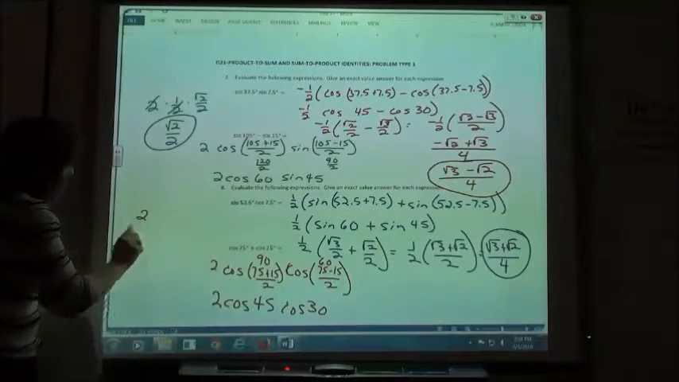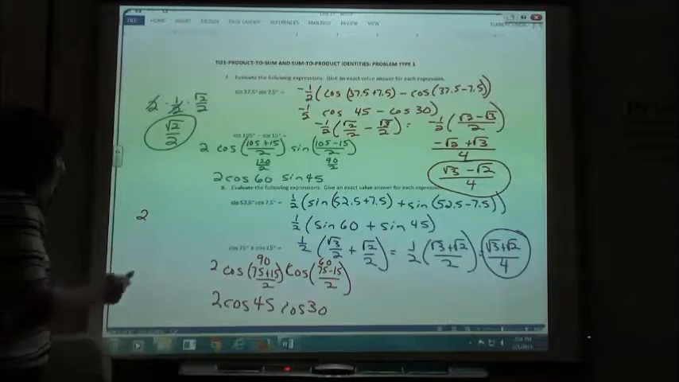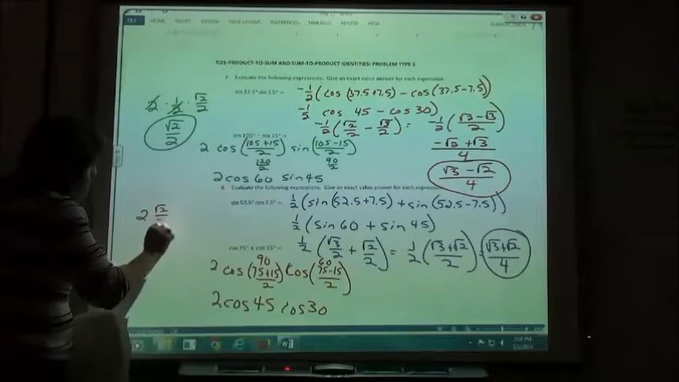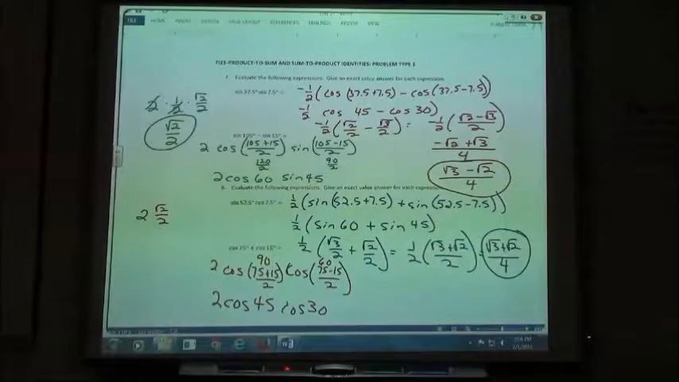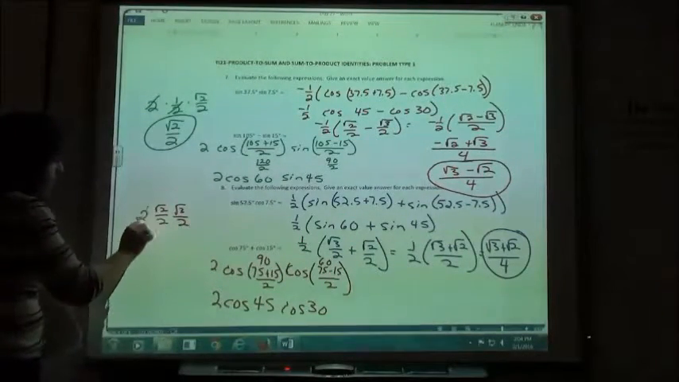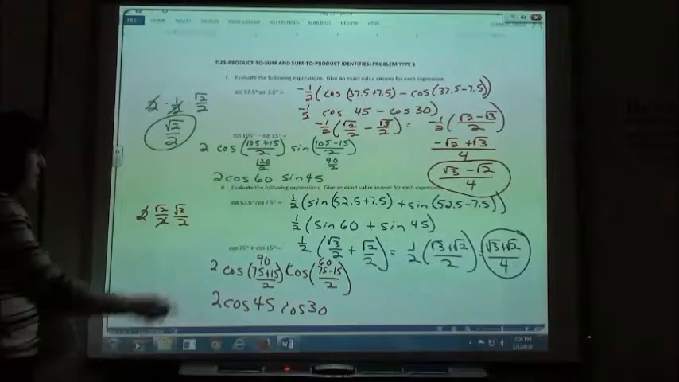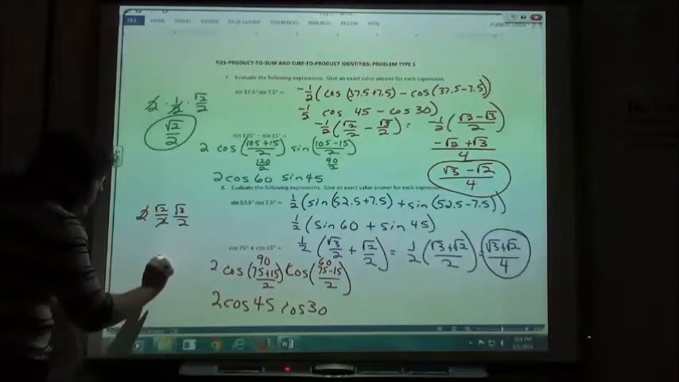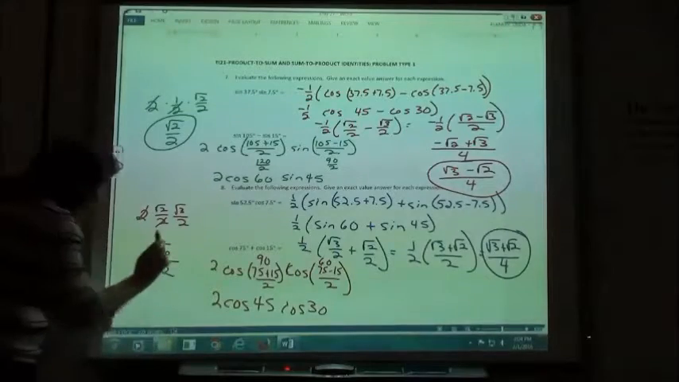Again, I'm going to move over here. Cosine of 45, square root of 2 over 2. Both the sine and the cosine of 45 are square root of 2 over 2, if you remember that one. And then the cosine of 30 is square root of 3 over 2. On this one pair of 2's cancel out. Square root of 2 times the square root of 3 is square root of 6 over 2.